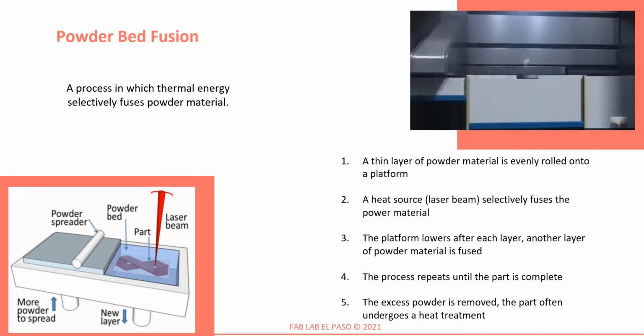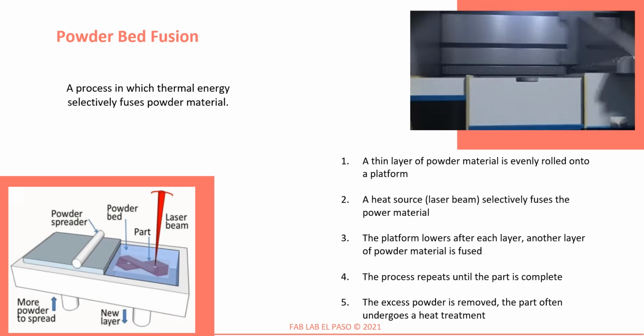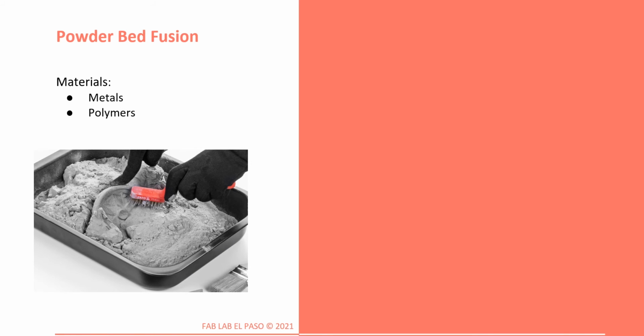The parts will always have to undergo post-processing like powder removal, but they will also often have to go through other lengthy post-processing techniques in order to improve the mechanical properties of the part. The materials available to use in the powder bed fusion process include metals like steel, iron, titanium, and nickel alloys, as well as some polymers, typically nylon reinforced with glass or aluminum.